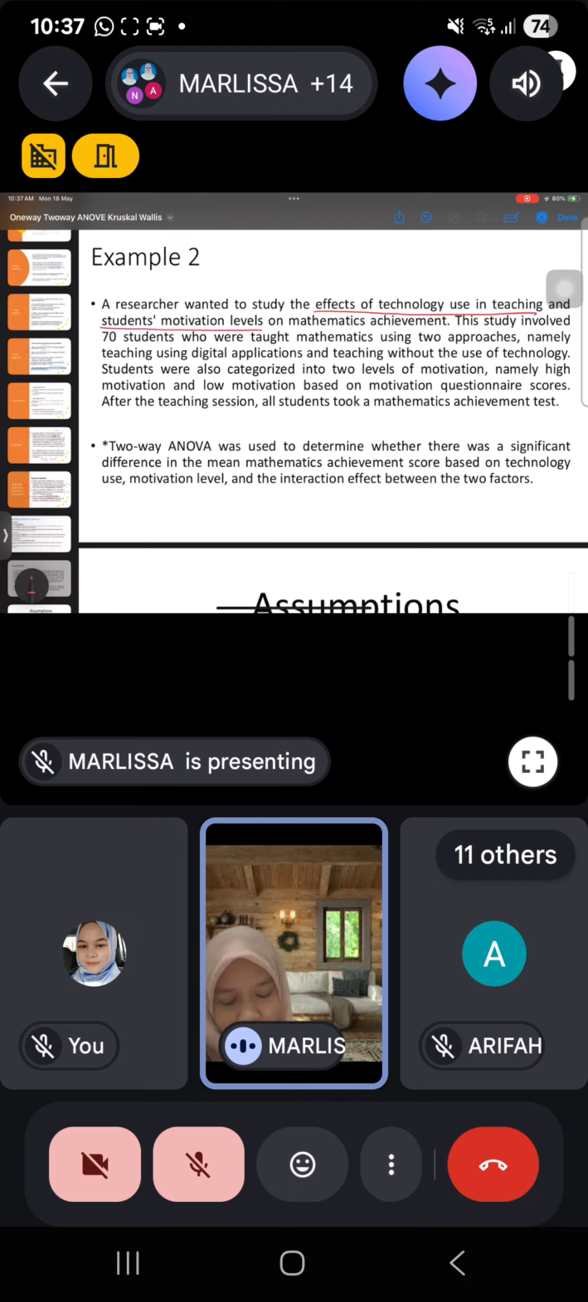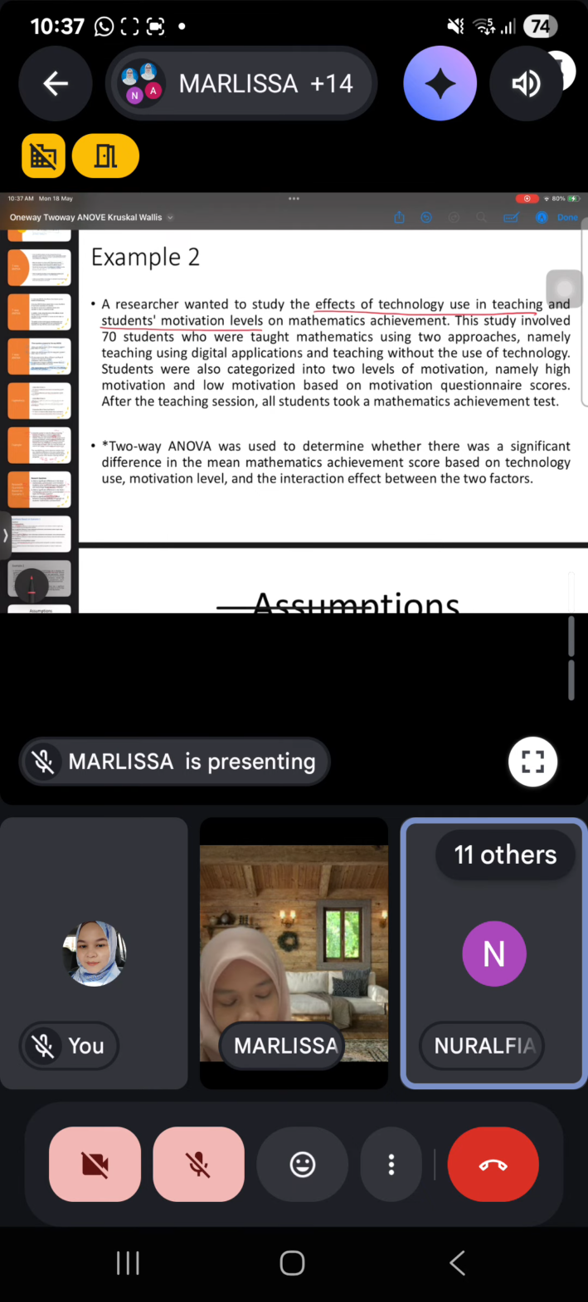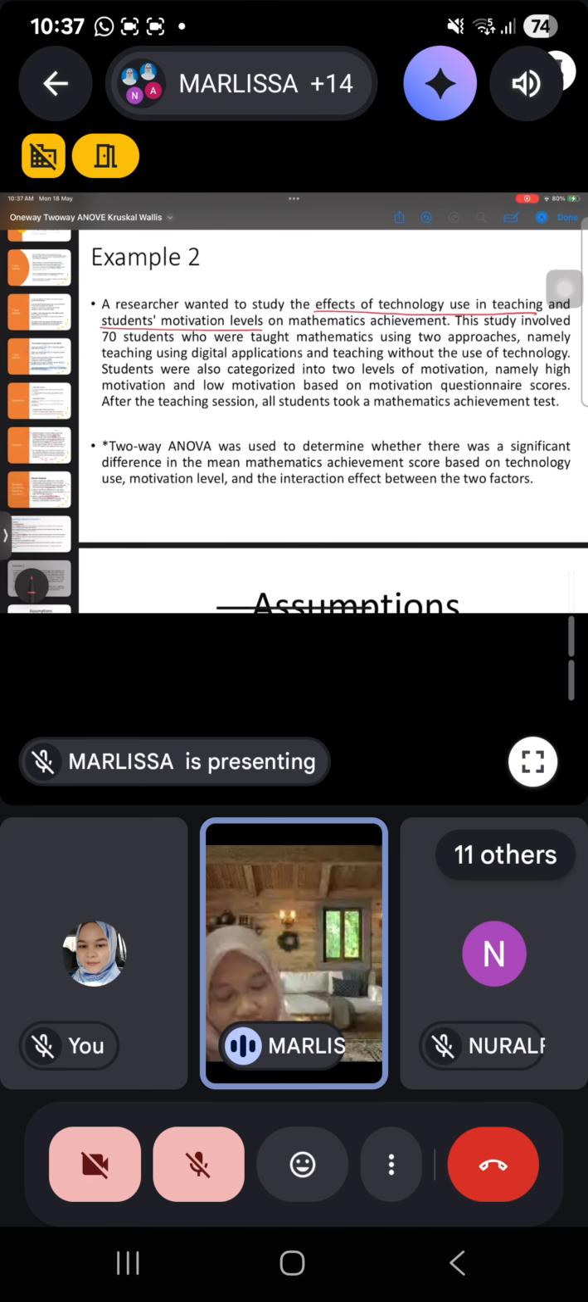What is the group for the effects of technology use? The first one? Digital and non-digital. And the second one, for the motivation levels? High and low motivation. All right, good answer. I hope everyone else can understand how to extract the variables from the situation or scenario here.